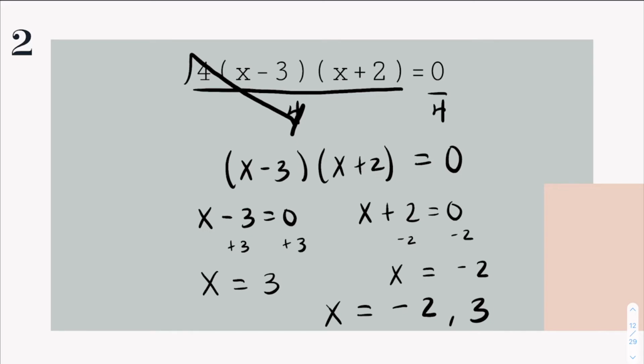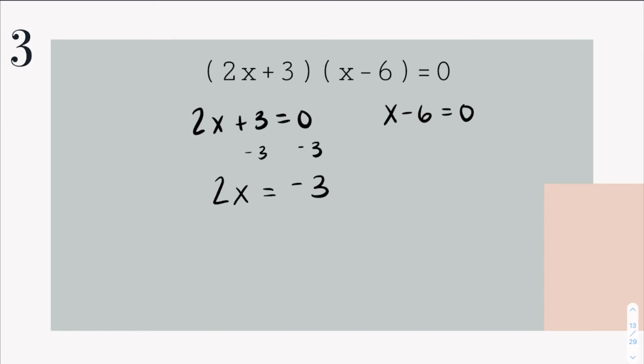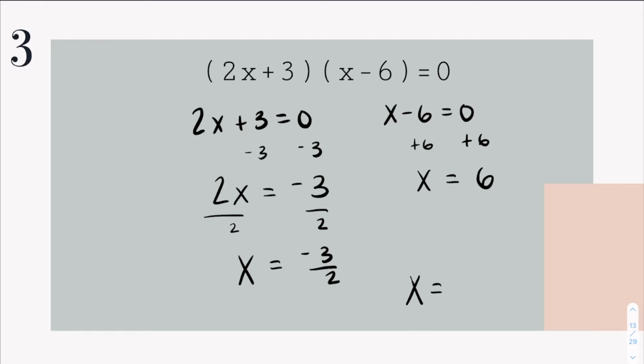All right, let's look at our next example. Here we have the product of two factors set equal to 0. So we're going to set both factors individually equal to 0 and solve for x. Notice here, because we had a number in front of the x in our factor, it was a two-step equation rather than the one-step equations we have been looking at. So here our solutions are -3/2 and +6.